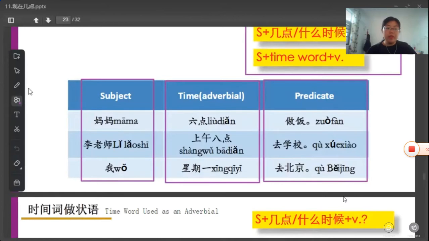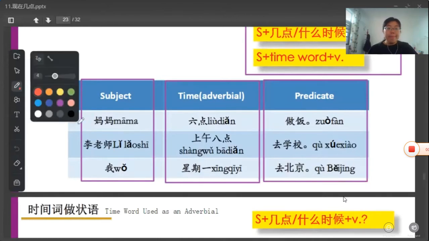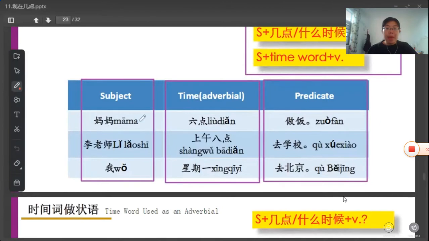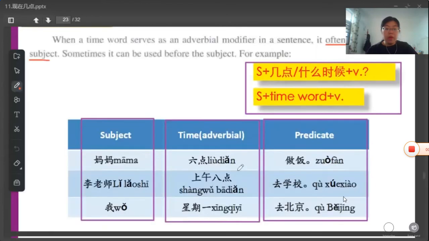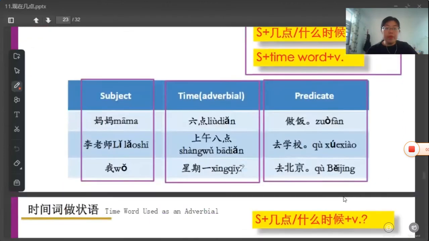请跟我读. 妈妈6点做饭. 李老师上午8点去学校. 我星期一去北京. Okay, these three sentences put the time word after the subject.